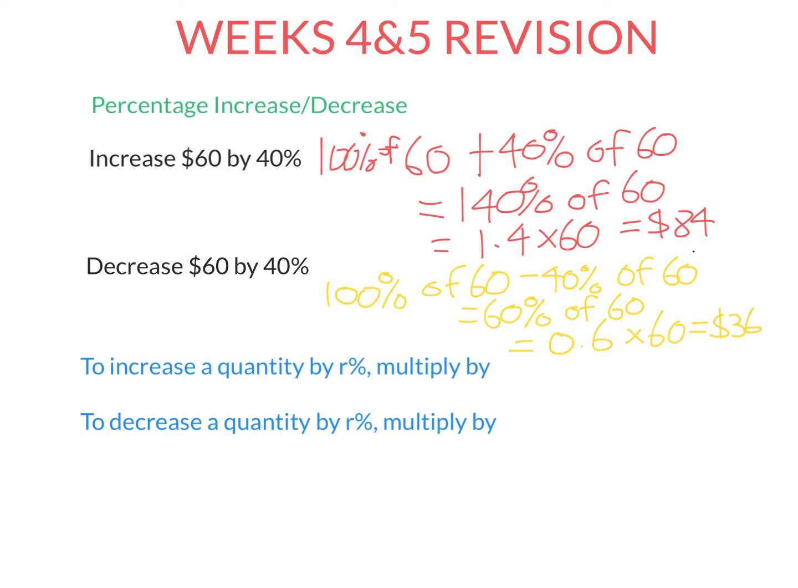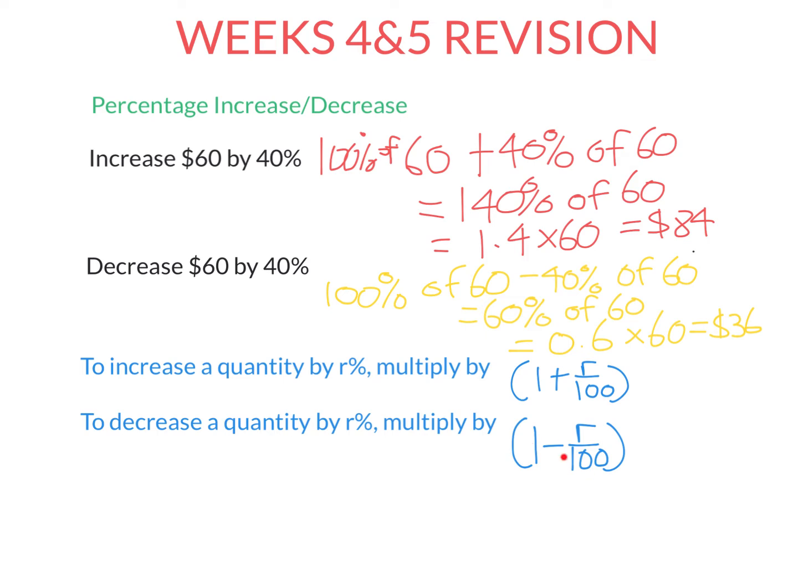So to increase a quantity by R%, you multiply by 1 plus R over 100. So what's going on here? Well, when we wanted to increase 60 by 40%, we just added 40% to 100%, got 140%, and found that percent of 60. So that's what this formula is. 1 is the same as 100%. 40% is 40 over 100. That's what it's doing here. Now, when we decreased 60 by 40%, the only difference was instead of adding the 40%, we subtracted it. So when you're decreasing a quantity by R%, you times by 1 minus R over 100.